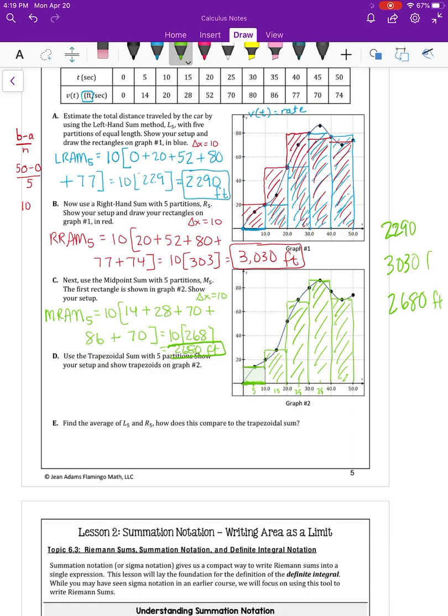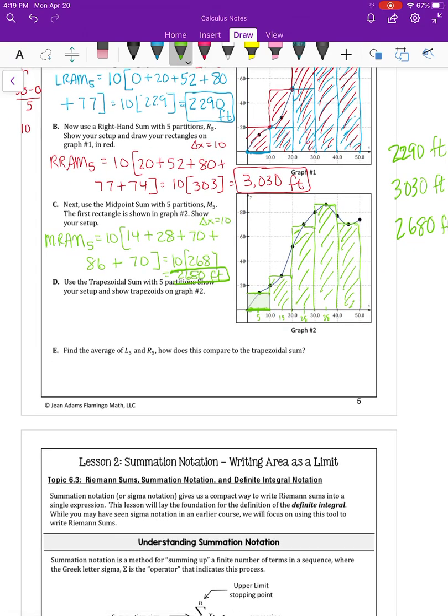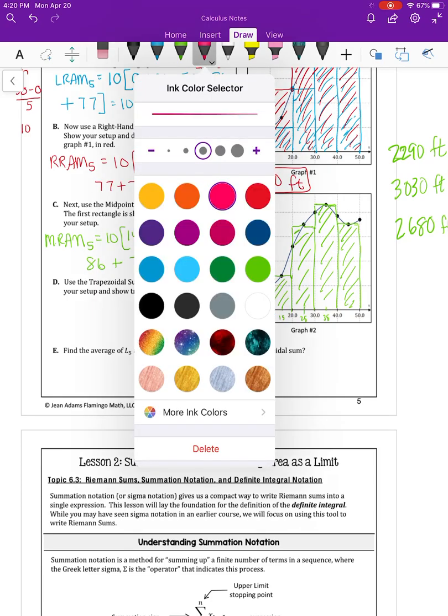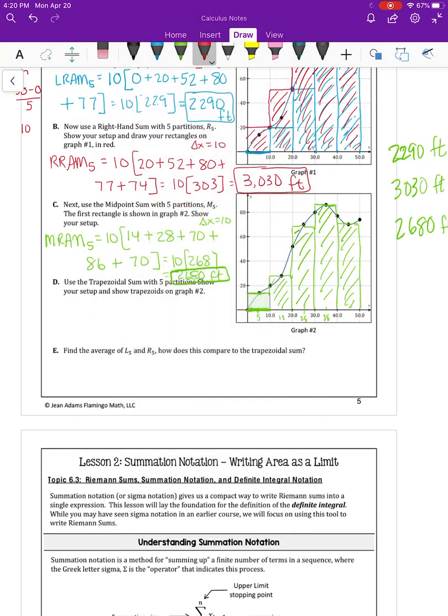So we had the 2290, which was an underestimate. We had the 3030, which was an overestimate. And then we have the 2680, which is closer to your actual than the other two. And you can see that it's right in between those two. So it's going to be closer to the actual. There's less error in that midpoint formula one.